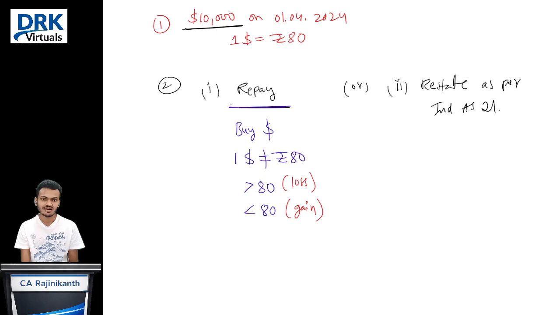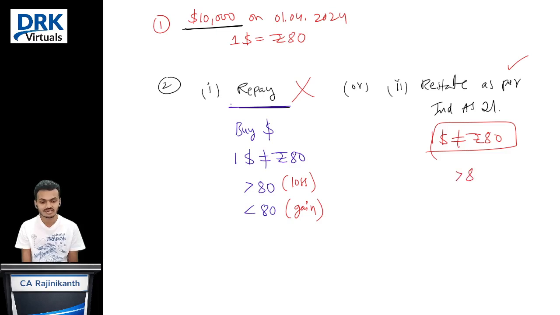Correct? Or we are not repaying. We are going to restate at the end of the reporting period. In this case also, we should consider the closing rate, correct? That closing rate may or may not equal rupees 80. It may be greater than 80 or less than 80. If it is greater than 80, it is our exchange loss. If it is less than 80, obviously it is a gain.